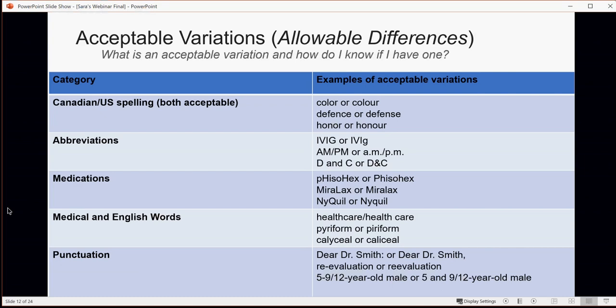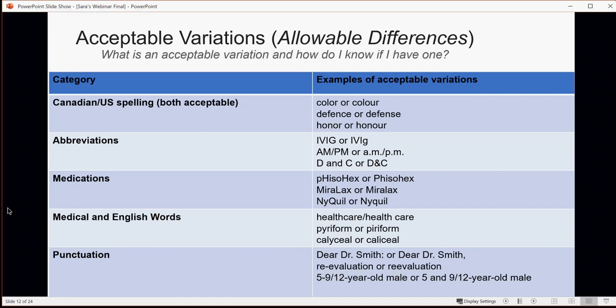Abbreviations, same sort of thing. IVIG with a capital G or IVIG with a lowercase g. AM/PM, capitalized, or am/pm, lowercase with periods, both acceptable. D&C with the word and spelled out, or D&C with an ampersand. That would be the same with H and P and so on. That is an acceptable variation.